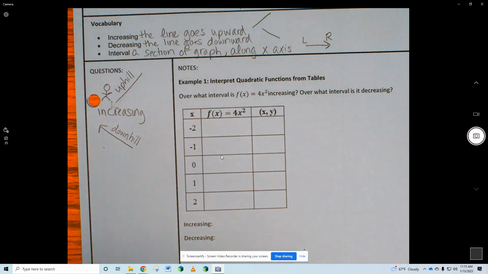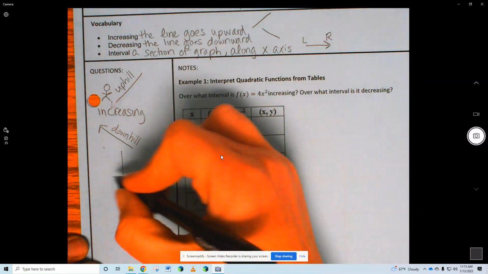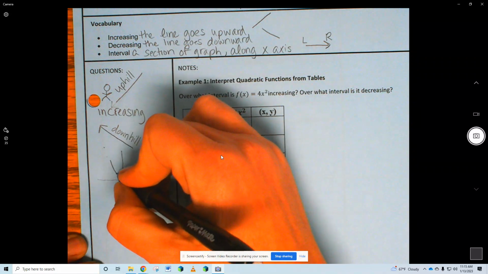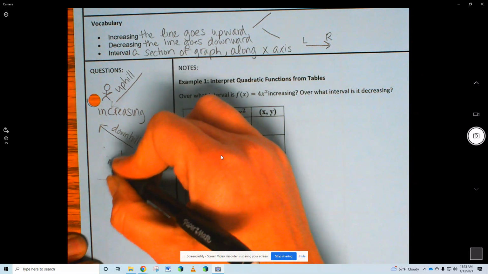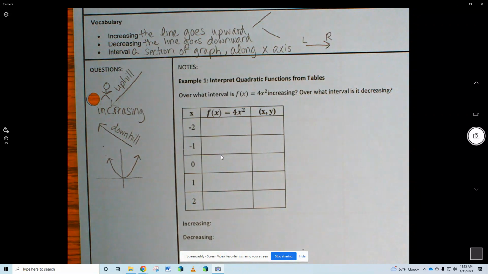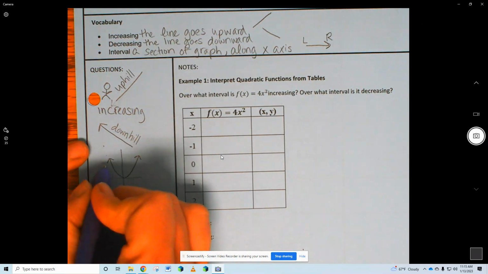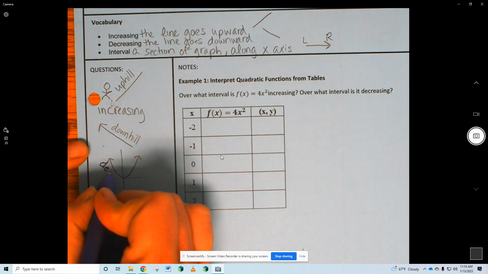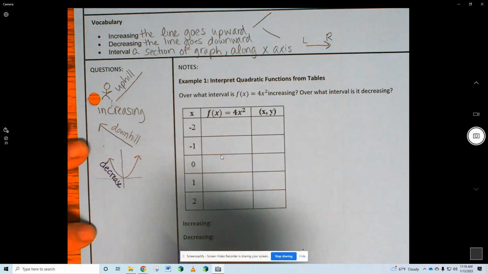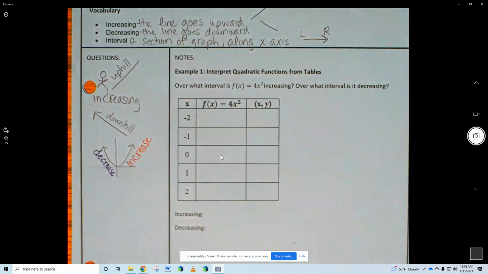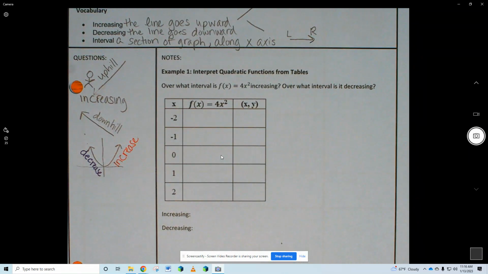All right. So if I have a parabola, I'm going to do two things here. We are going to decide this direction is decreasing, and this direction is increasing. Because we're going to talk about parabolas today and which section, which interval increases and which decreases.